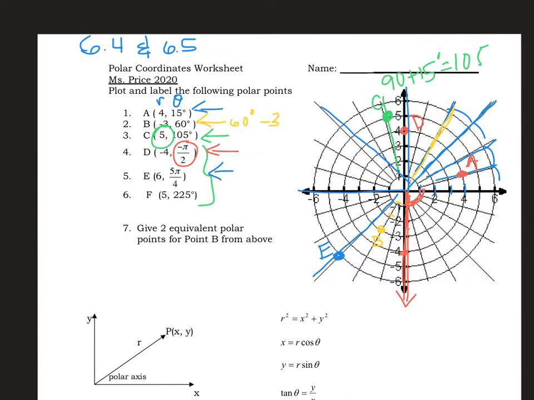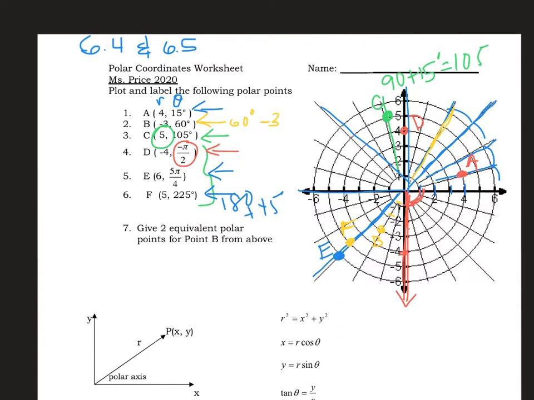And finally, 225 degrees. 225 is, let's see, 180 plus 30 plus 45. So that's that same angle here, but we're going to go to 5, and that would be right here, and that we would label F.